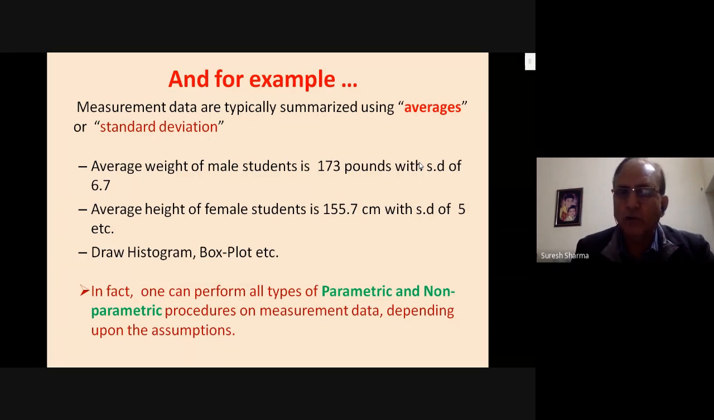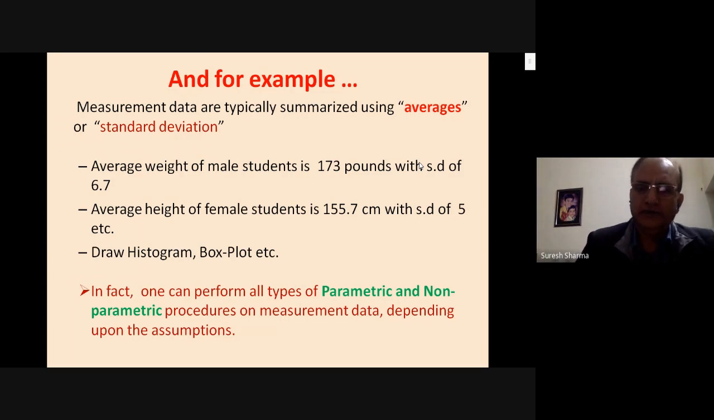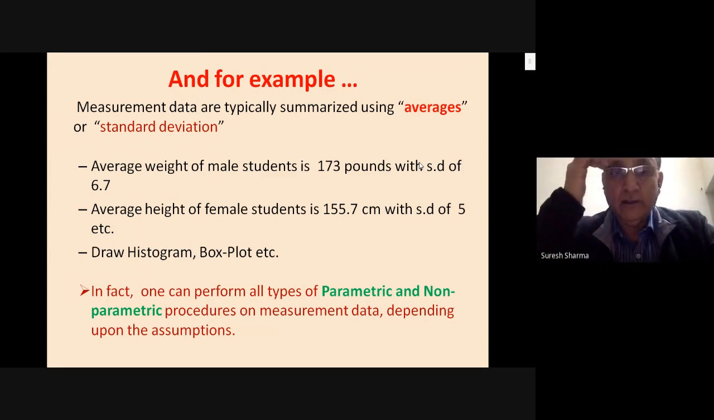In fact, one can perform all types of parametric and non-parametric procedures on the measurement kind of data depending upon the assumptions. So what are these parametric and non-parametric procedures? You will learn in your subsequent lectures, right? If your data satisfies a certain set of assumptions, then we go for the parametric test. If it doesn't satisfy the set of assumptions, then we go for the non-parametric test. What are these assumptions? Basically, assumption of normality, independence, etc. And that we'll discuss. Don't worry at all. Okay.